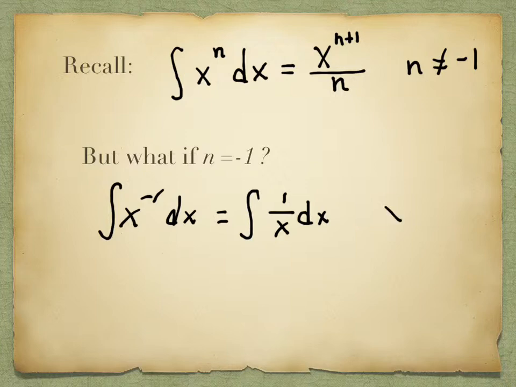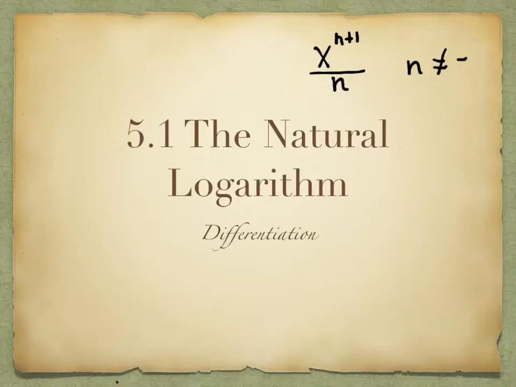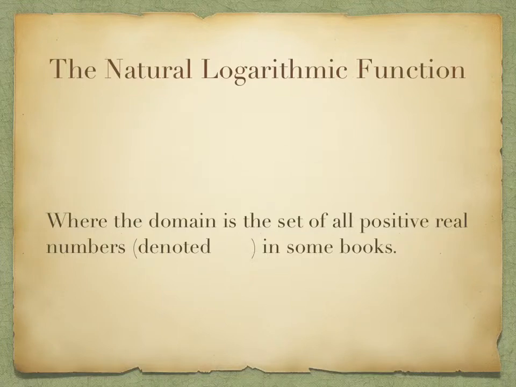Let me clarify also that this is only good when x is greater than 0. And you have some details on your sheet. I think they're on my next page. Things are not working well, are they? And what happens is we actually end up with the natural logarithmic function.